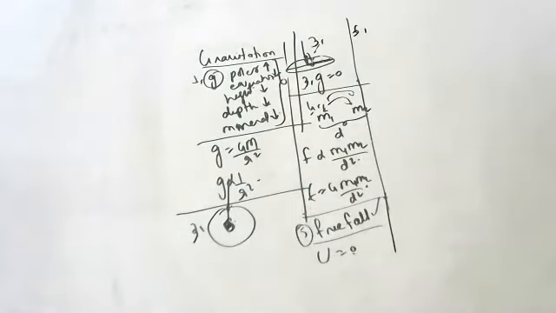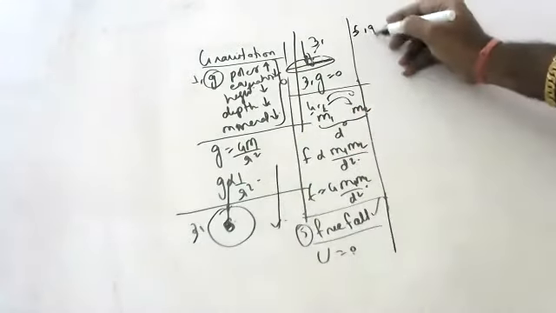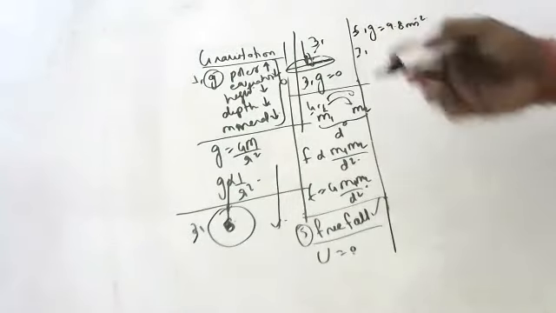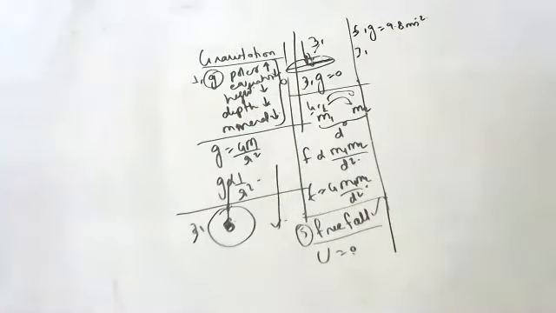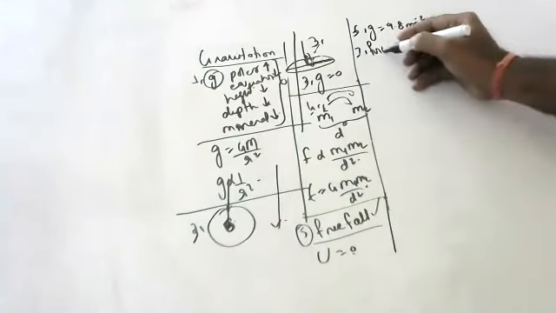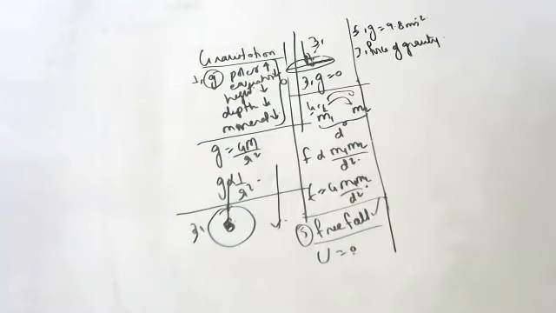What is the acceleration of free fall? Any freely falling body, what will be its acceleration? 9.8, sir. Acceleration due to gravity, 9.8 meter per second square. What do you call the gravitational force between the Earth and an object? Force of attraction. Gravity. Okay, the gravitational force between the Earth and an object.